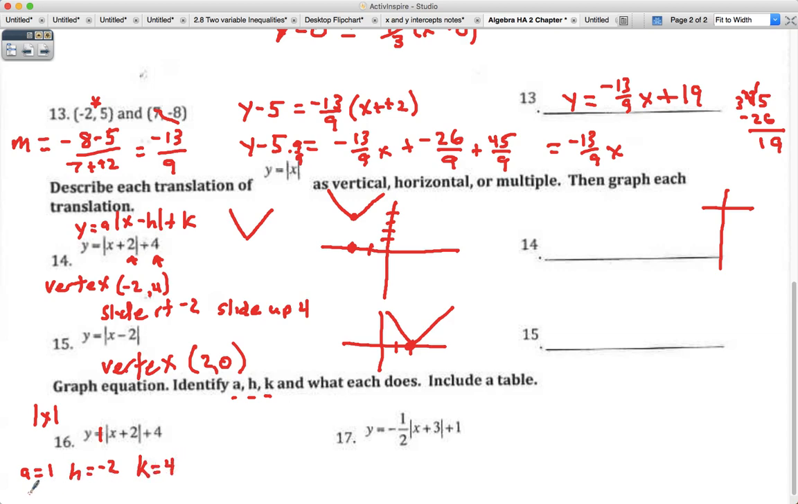So this will be no change, no change. This H will be slide left by 2, and then this would be slide up 4.